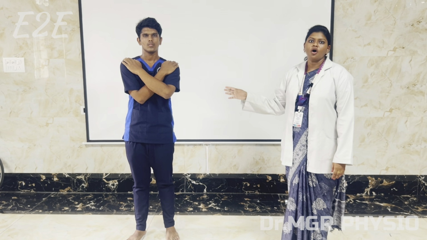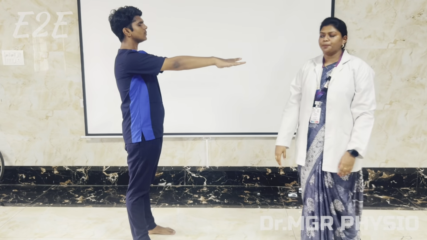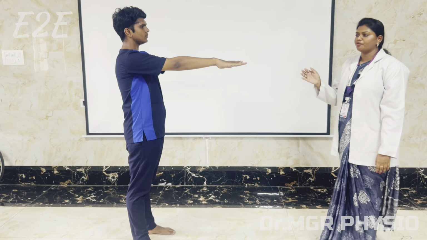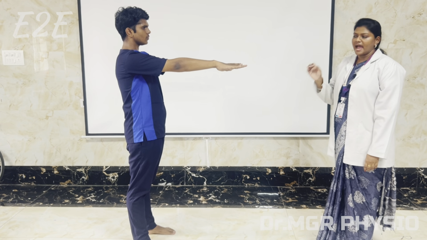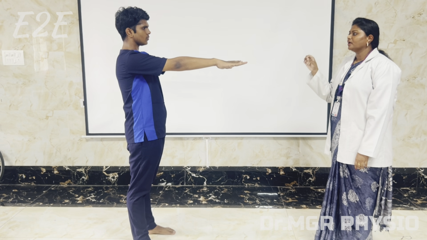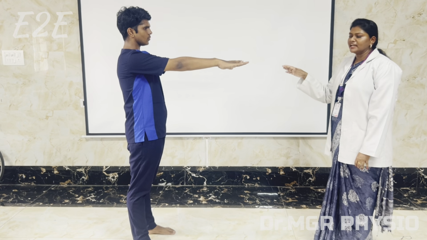Next position is the cross arm standing. For this, the subject's elbows have to be flexed, and the hands are placed on the opposite side of the shoulder. The next position is the reach standing. For this, the subject's hands have to be kept at a right angle and placed parallel to the body.